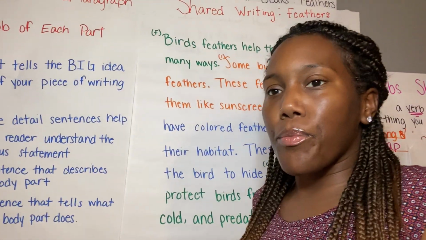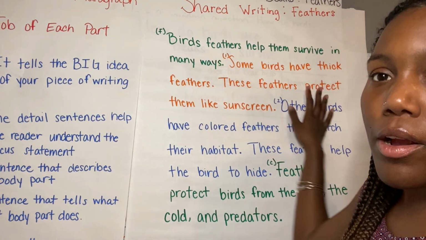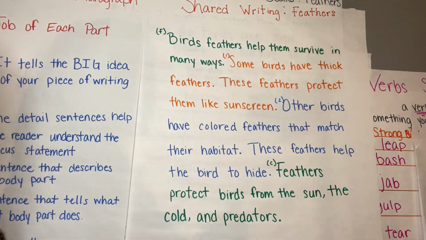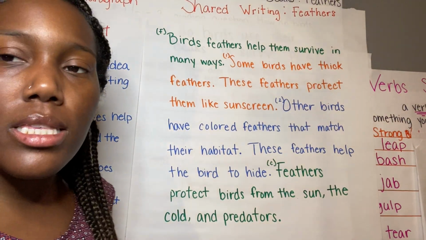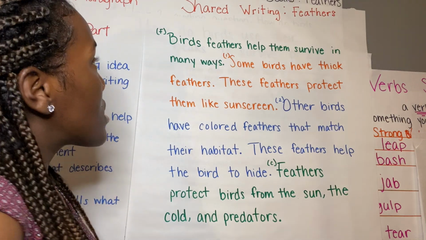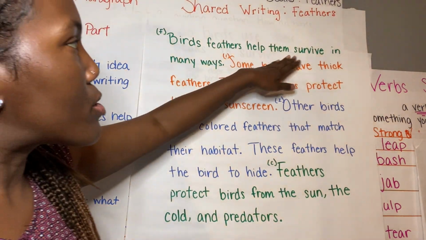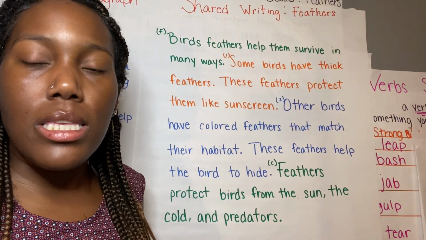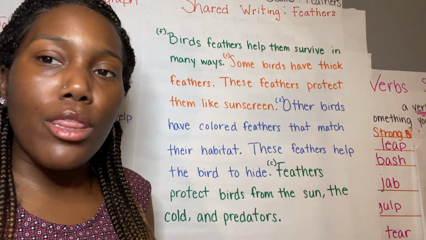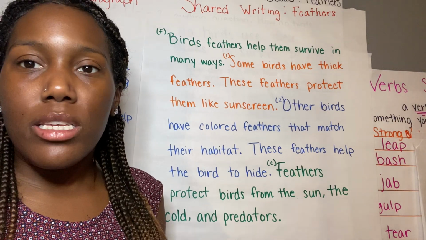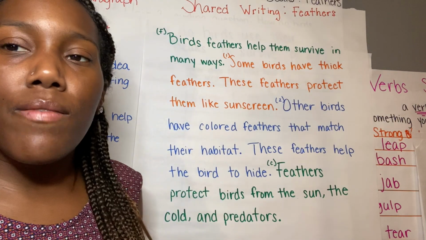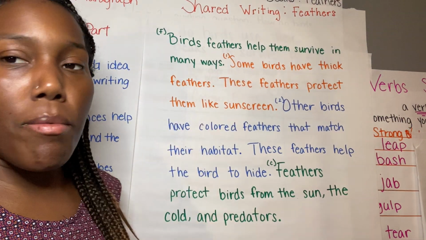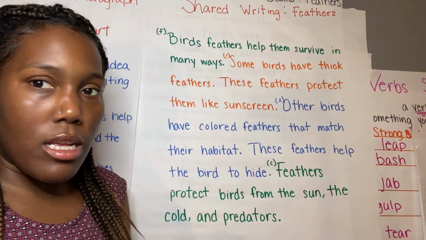So now that we've seen this, let's actually look at it in action in our paragraph that we wrote together. So here's our paragraph, our shared writing on feathers. The first sentence, our topic sentence or focus statement, says, birds' feathers help them survive in many ways. That sounds like a good topic sentence to me. It's telling us what we want the reader to know, why we're writing this paragraph, and then we're going to give them some details to tell them how birds' feathers help them survive in many ways. So that's our focus statement.